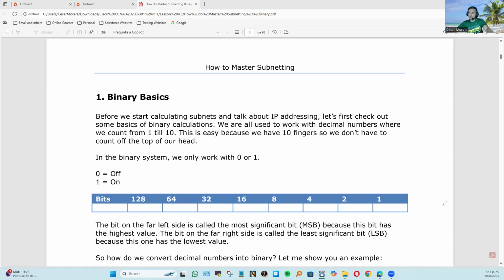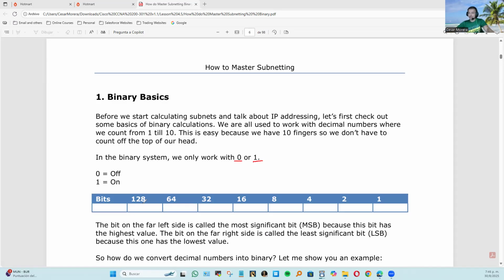Before we start calculating subnets and talk about IP addressing, let's first check out some basics of binary calculations. We are all used to working with decimal numbers, 1 through 10. Basically, that is what we learn in school from first grade and so on. This is easy because we have 10 fingers. In the binary system, we only have 0 and 1, and this is the language that the computers speak.